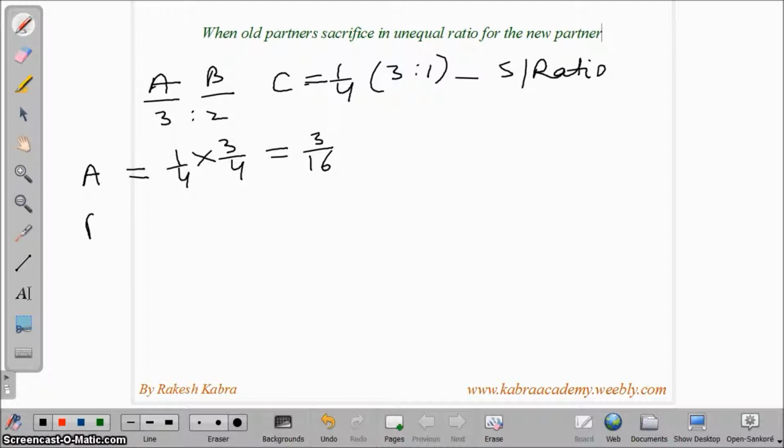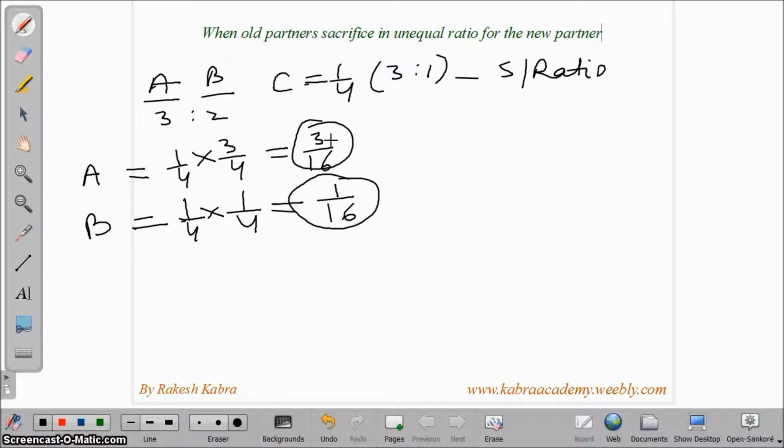And let's see B's sacrifice. C's share is 1/4 and 1/4 of it is given by B. So B's sacrifice will be 1/16. So this is A's sacrifice and this is B's sacrifice. And now on the basis of these sacrifices we will compute A's new share and B's new share, and for that we will subtract these sacrifices from their old share.